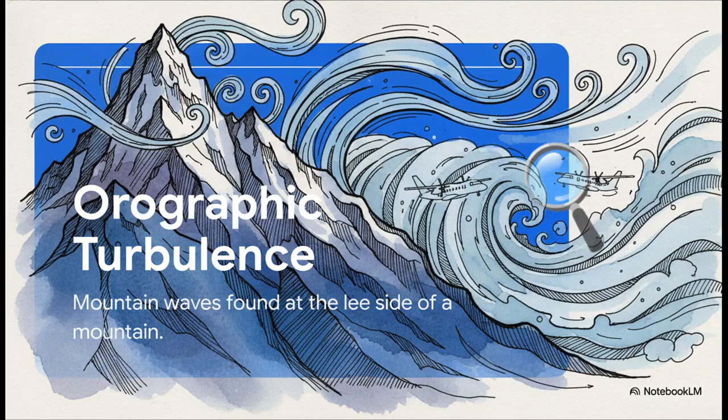Next is the O, orographic turbulence. This happens when rough terrain, specifically mountains, disrupts the airflow. As the wind flows over the peaks, it creates these massive rolling mountain waves, specifically found on the lee side or the downwind side of the mountain range.